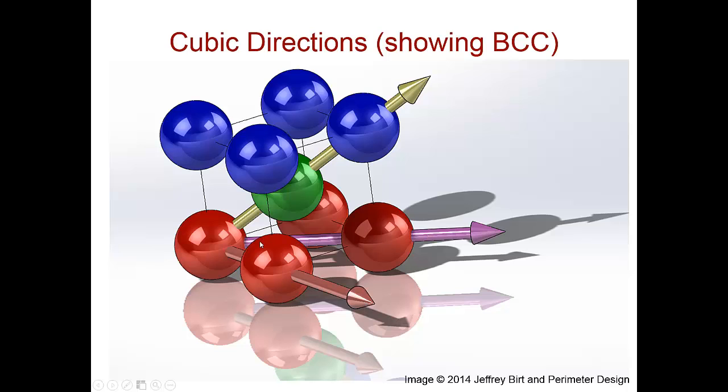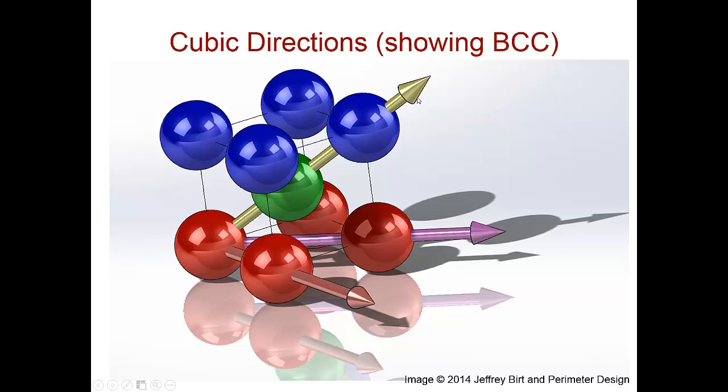So this arrow here is along the 1, 0, 0 direction. Now this arrow here, to find its direction, we see that it's going through this atom. This atom is located 1a along the x-axis, 1b along the y-axis, but hasn't gone up any in the z-axis. So this would be the 1, 1, 0 location, and therefore the arrow here is along the 1, 1, 0 direction.